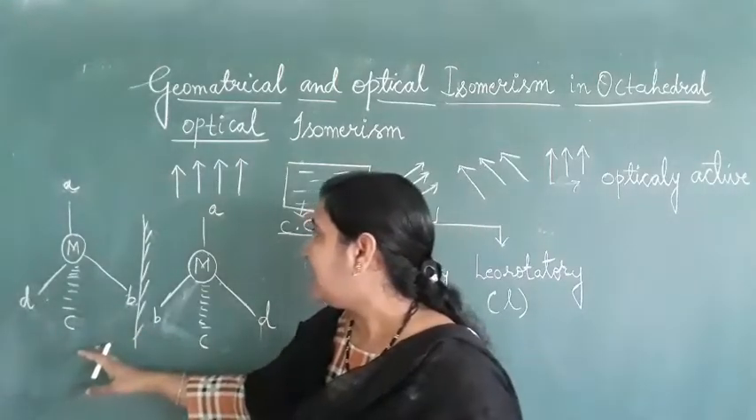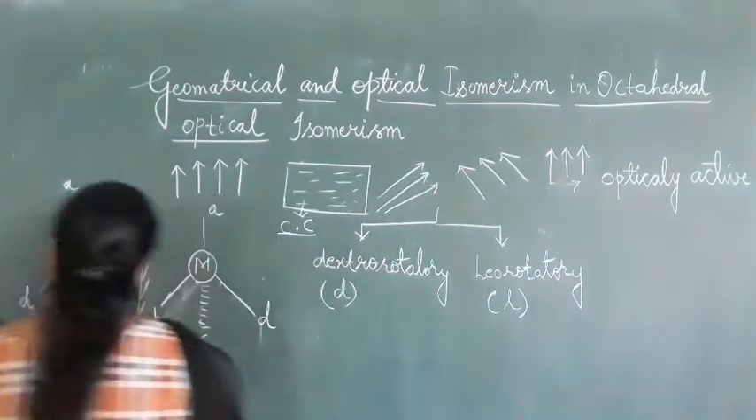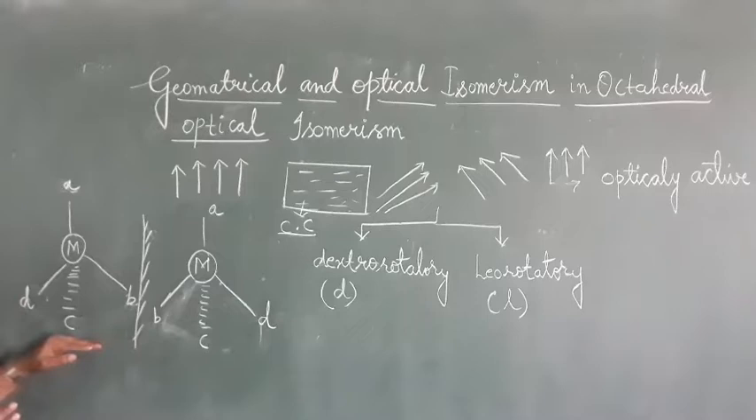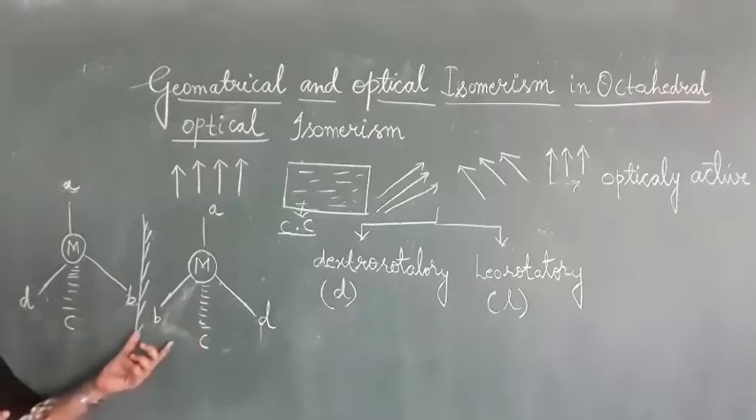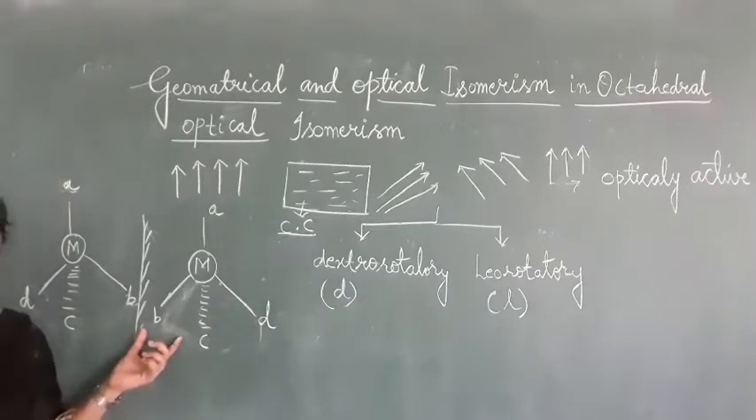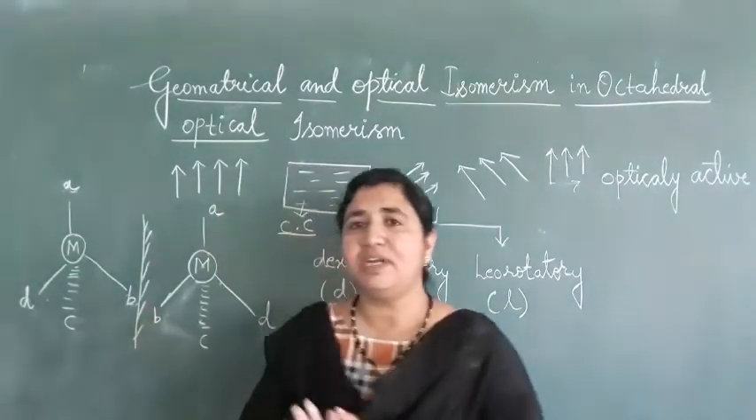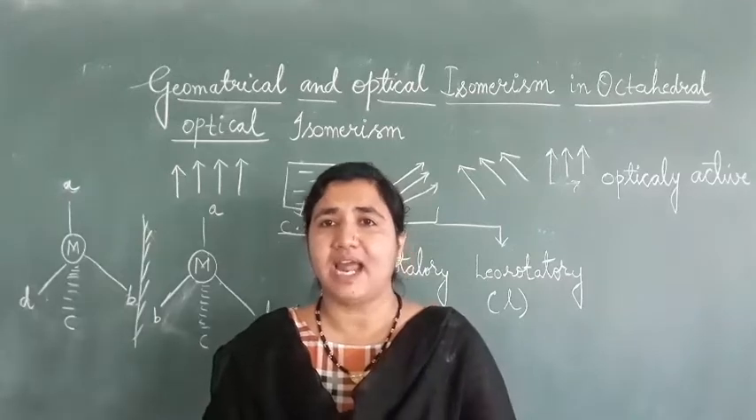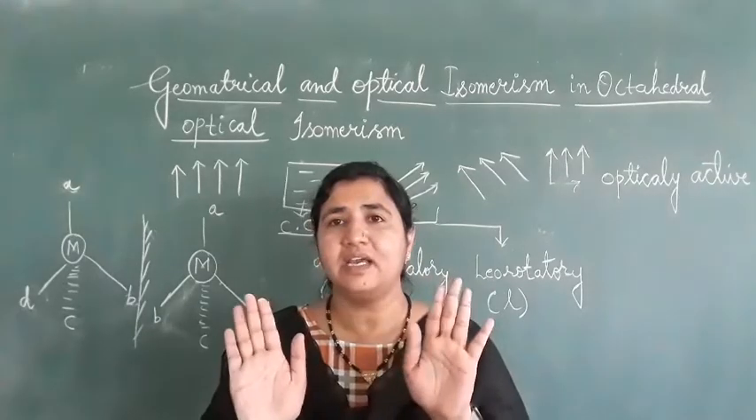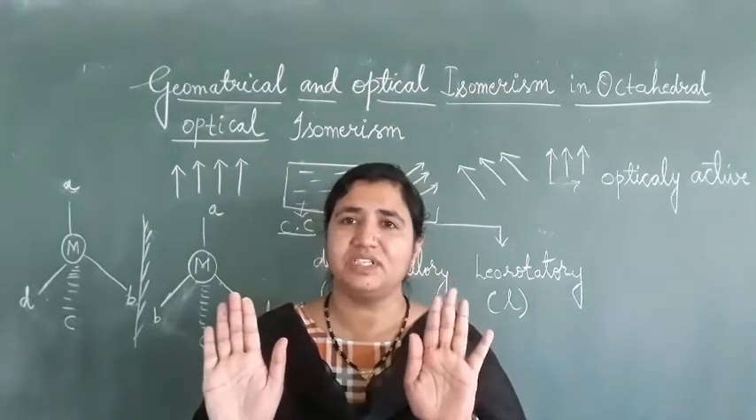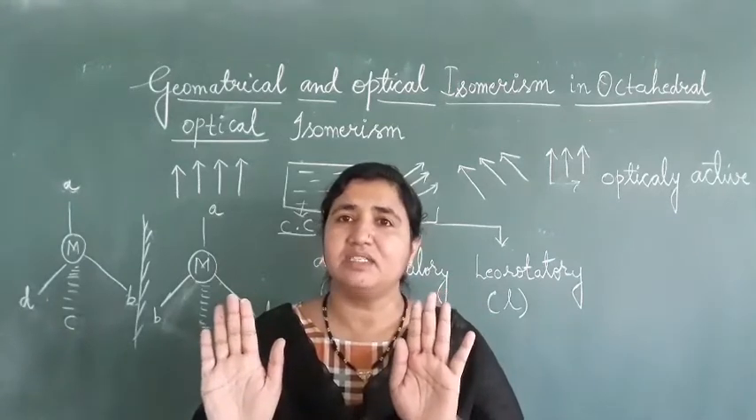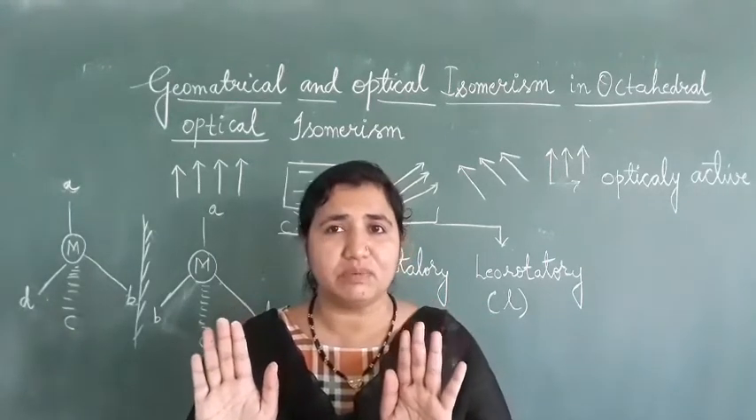So this type of structures don't have a plane of symmetry in their structure, and they are non-superimposable mirror images of each other. See here, they don't have a plane of symmetry. What does that mean? The best example is our hand only. Look at our hands. These are mirror images of each other, but they are non-superimposable mirror images.